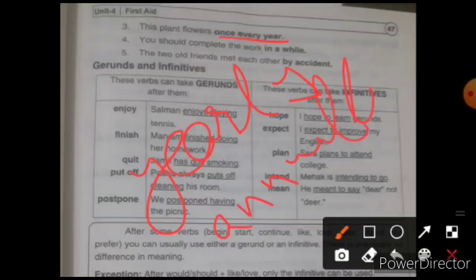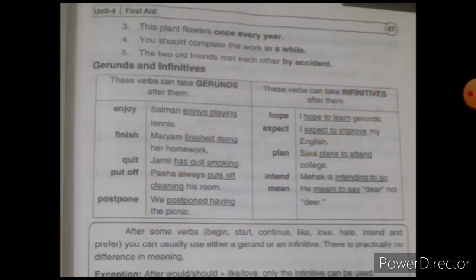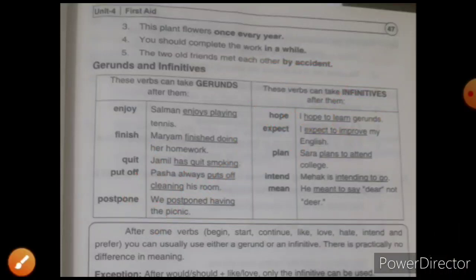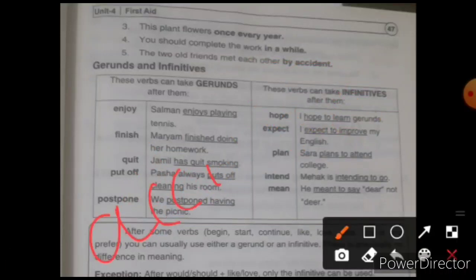Then we have the next one, and that is: you should complete the work in a while. So in a while means you should complete it shortly. So the right word over here is shortly. Then: the two old friends met each other by accident. So what do you think comes to your mind? It is accidentally. Okay, accidentally is your adverb.